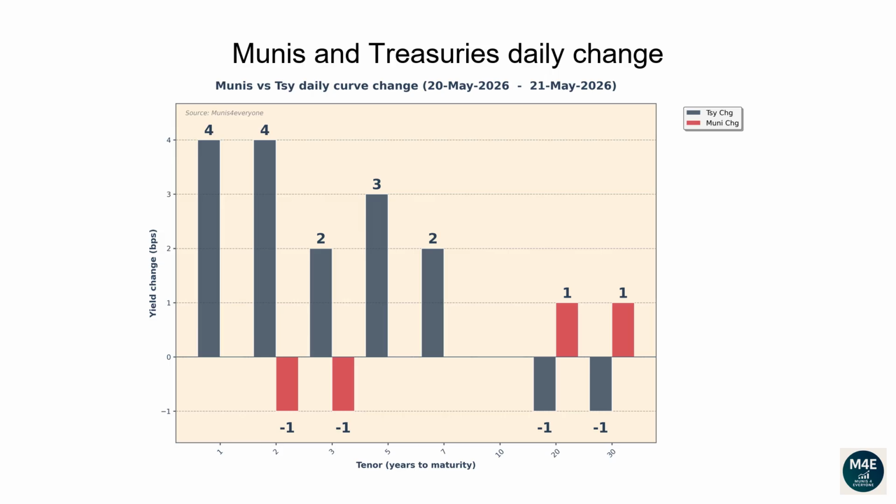In general, daily changes between -2 and +2 basis points are quite common. Daily yield changes greater than 5 basis points indicate days with a high level of volatility.